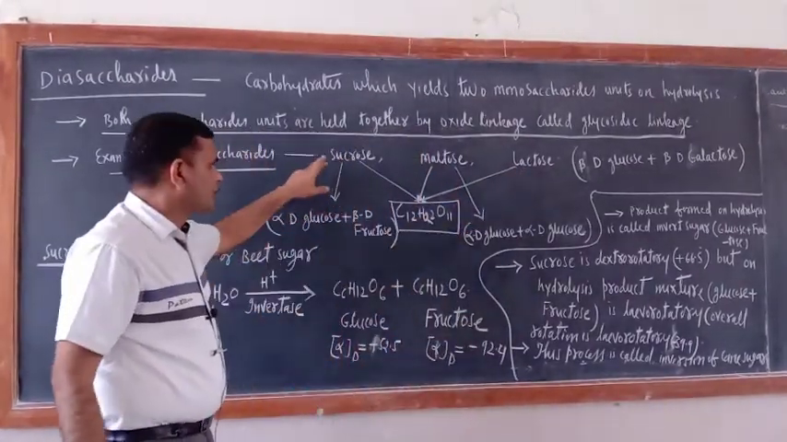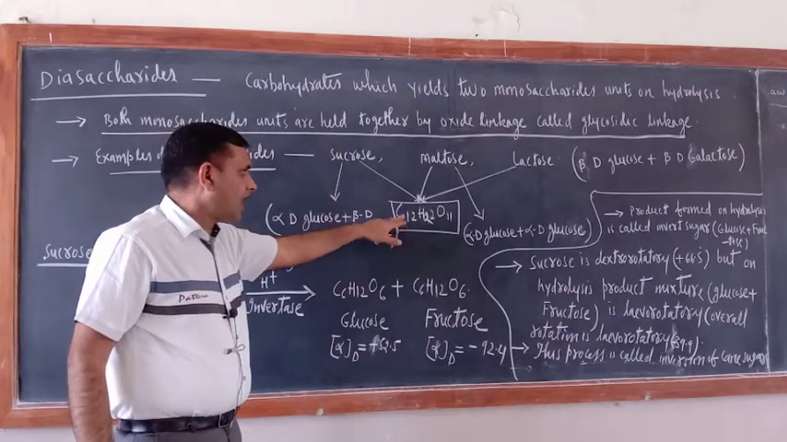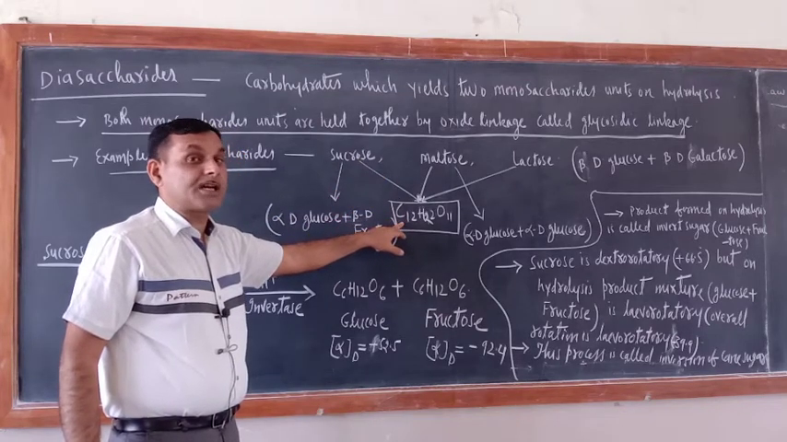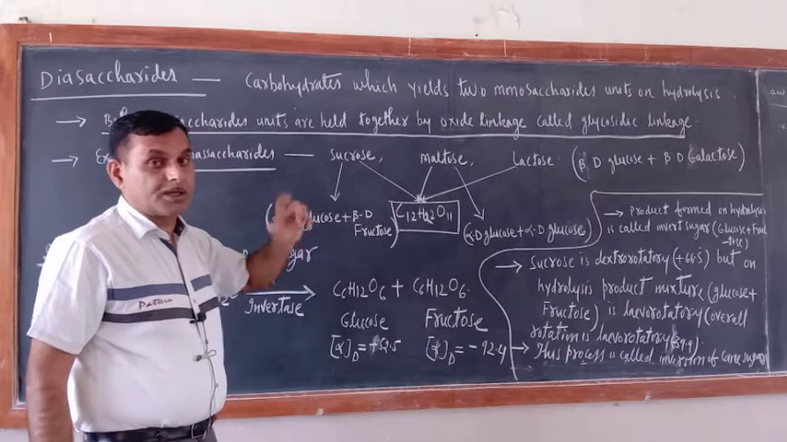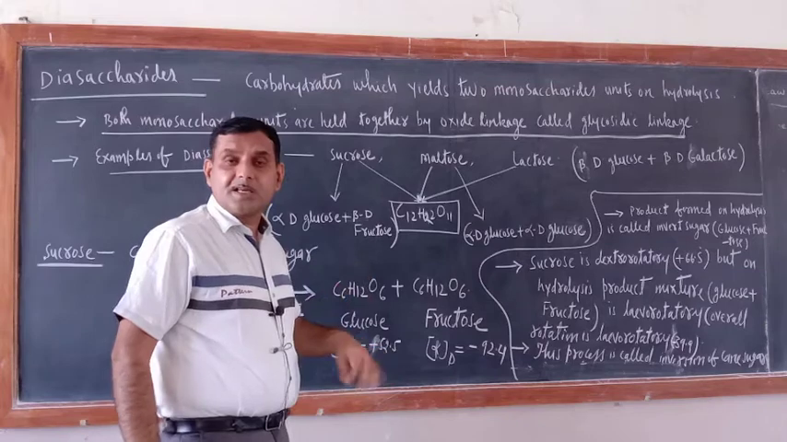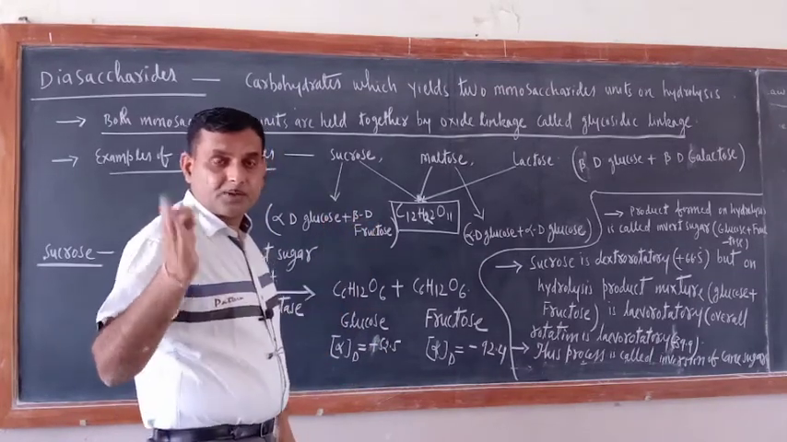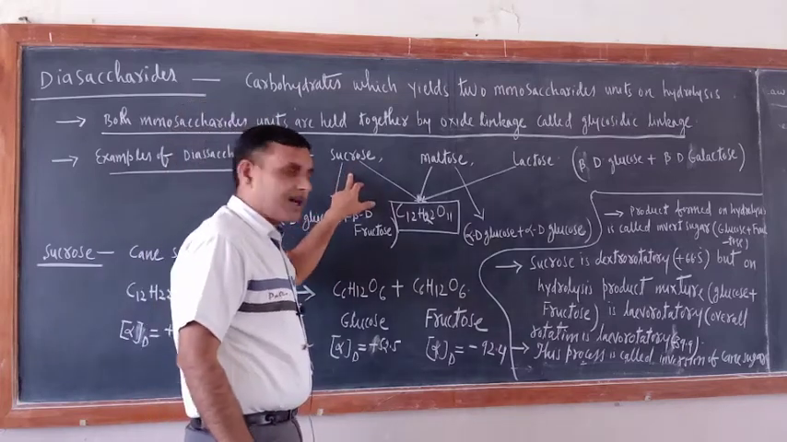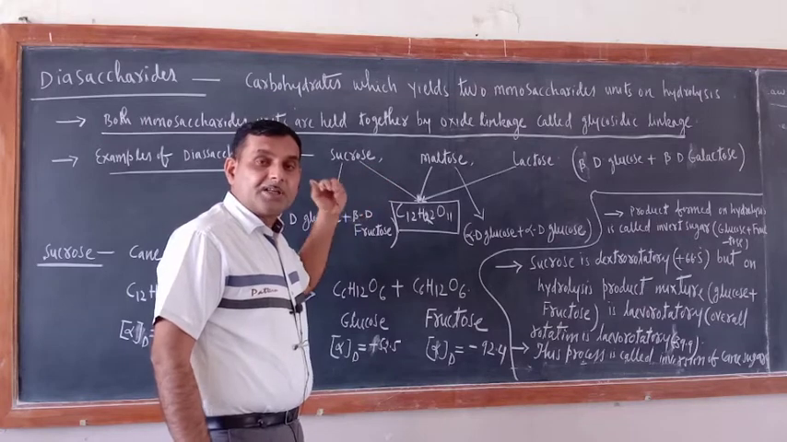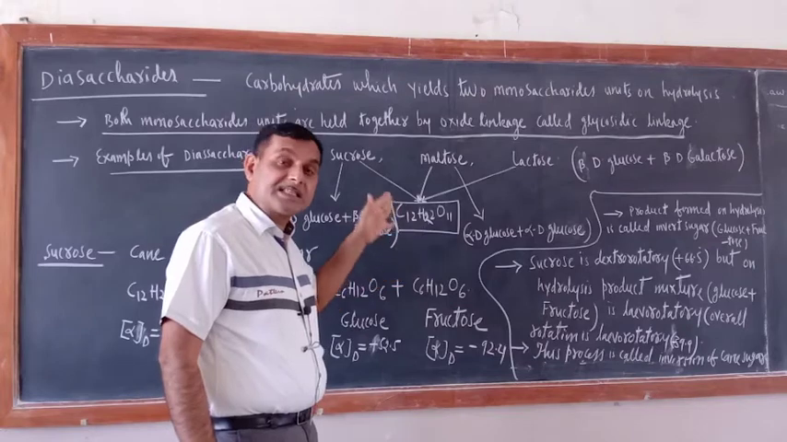Sucrose, maltose, lactose. What is their molecular formula? All three have the same molecular formula, but the monosaccharide units are different. Like glucose and fructose, the molecular formula is the same, but the functional group is different. In glucose, aldehydic functional group; in fructose, ketonic functional group. Similarly here, sucrose, maltose and lactose are disaccharides whose monosaccharide units are different, even though the molecular formula is the same.